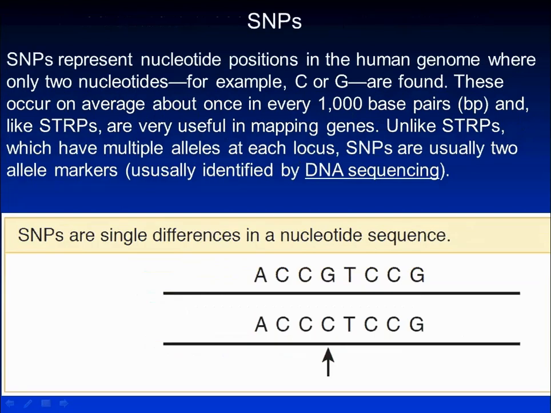Single nucleotide polymorphisms represent a difference in a single nucleotide. For example, here are 2 alleles. The first allele has a G in a specific position. The second allele has a C in that same position. These 2 alleles can be distinguished by DNA sequencing.